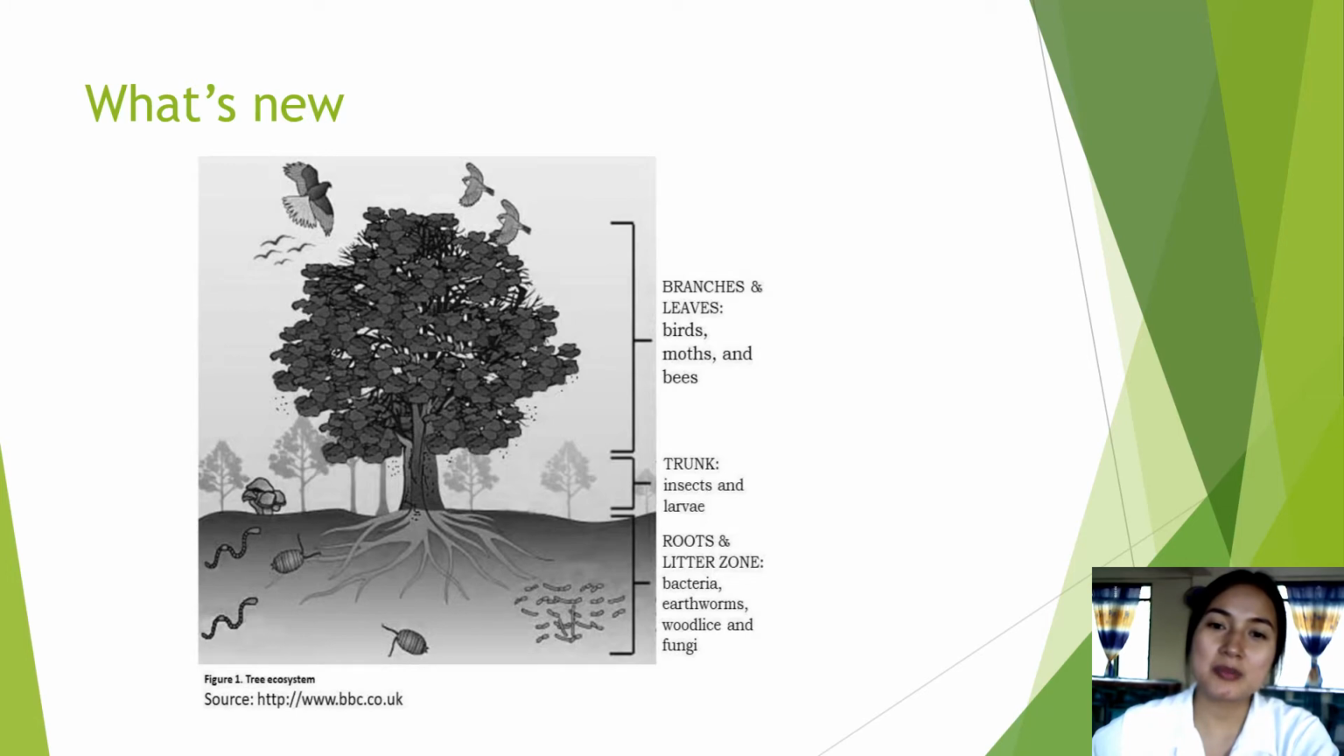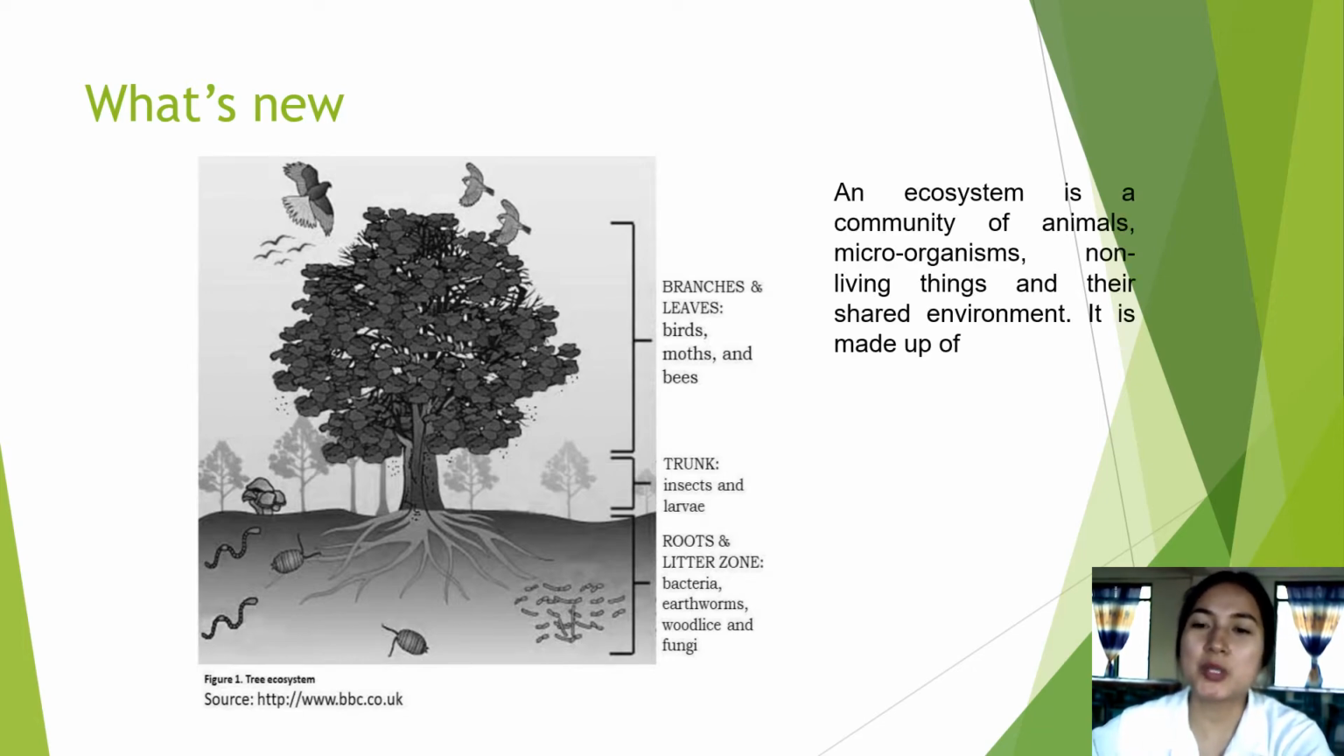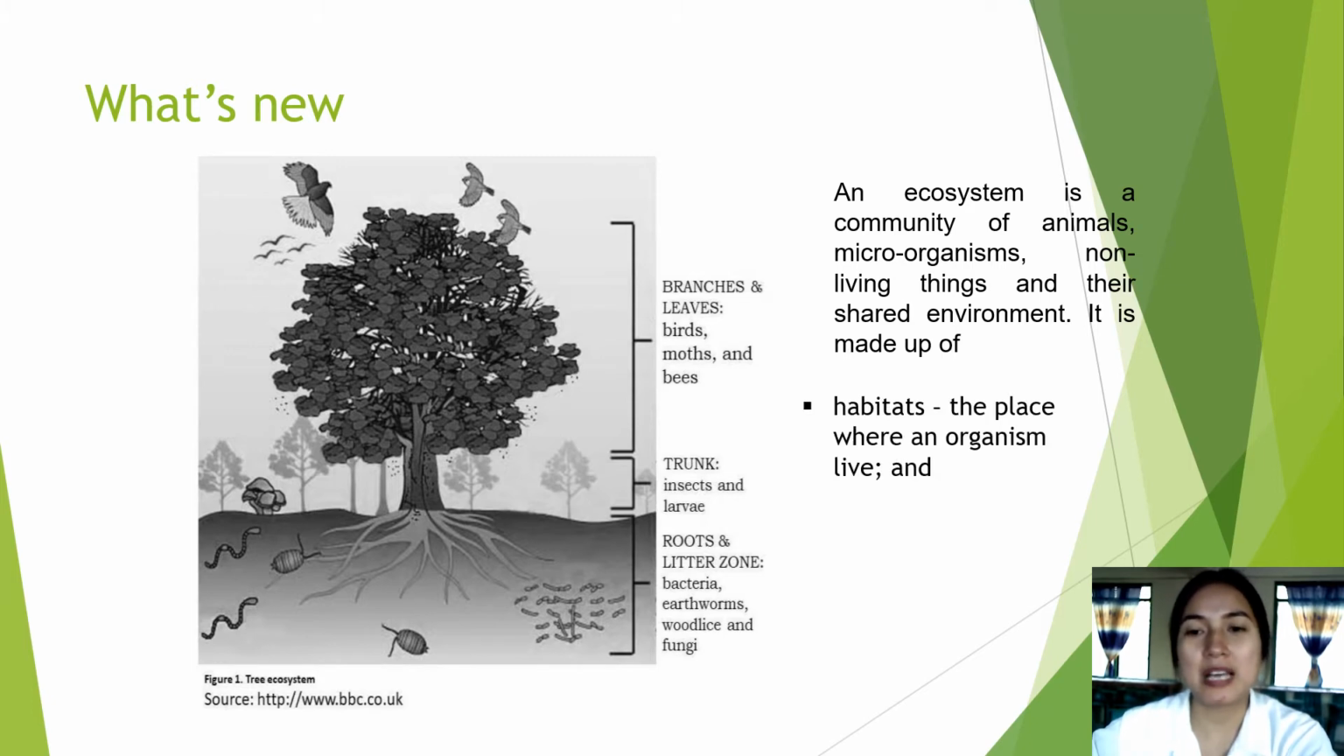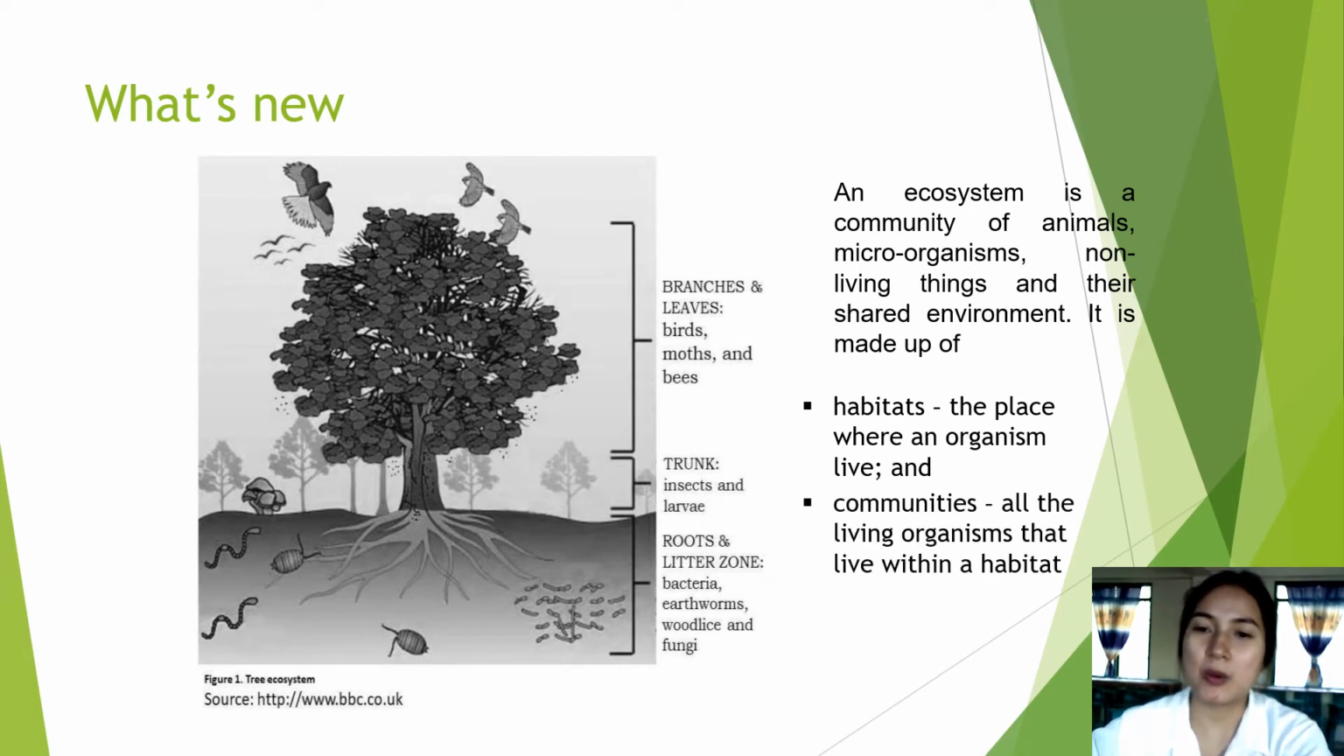We have the birds, moths, and bees for the branches and leaves. We have the trunk where the insects and larvae live. And of course, we go down deeper, we have the bacteria, worms, woodlice, and fungi. An ecosystem is a community of animals, microorganisms, non-living things, and their shared environment. It is made up of habitats, the place where an organism lives, and communities, all the living organisms that live within a habitat.